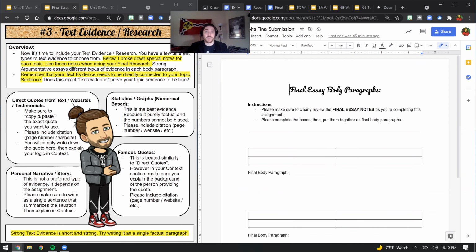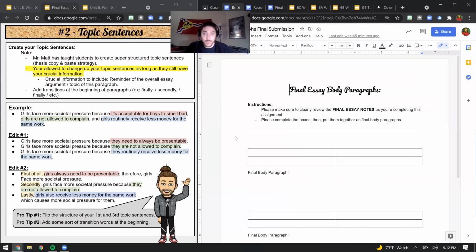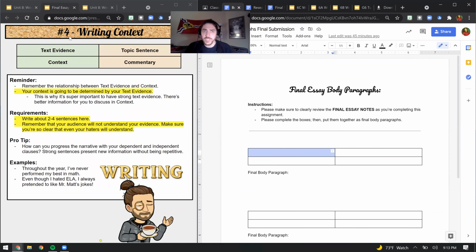All right. So if I'm continuing with my notes, here we go. You have already got your topic sentence. You can copy and paste that. In the last assignments, you just did your evidence. You can copy paste that. Beautiful, easy, okay. Now I'm doing context.